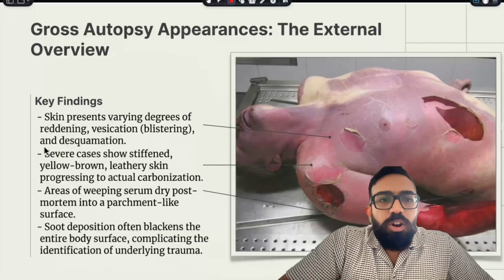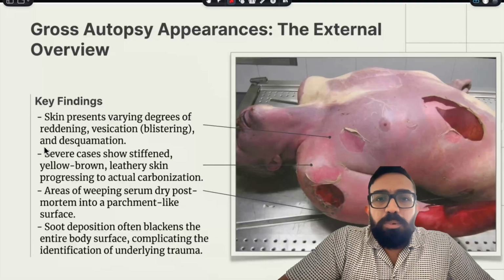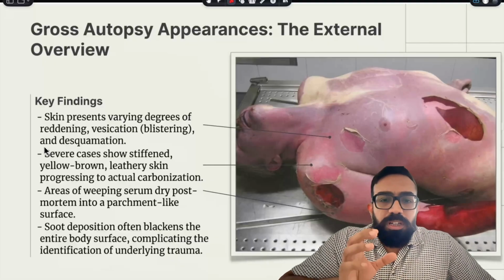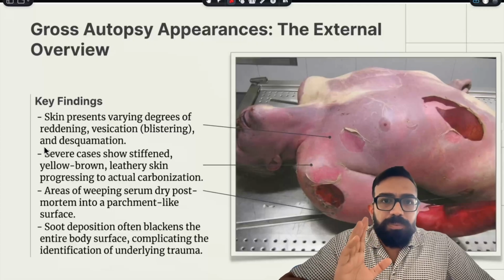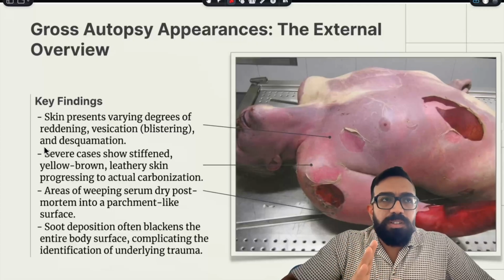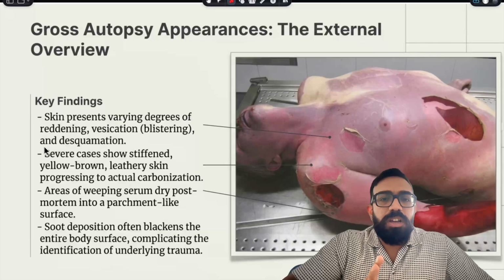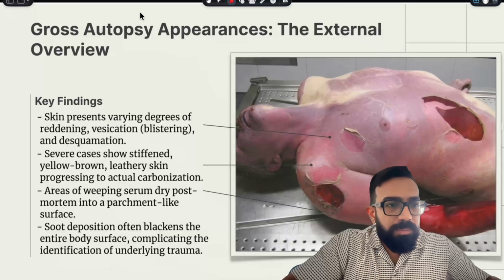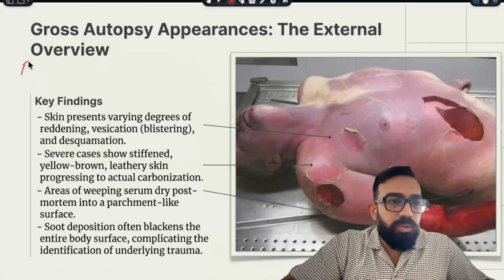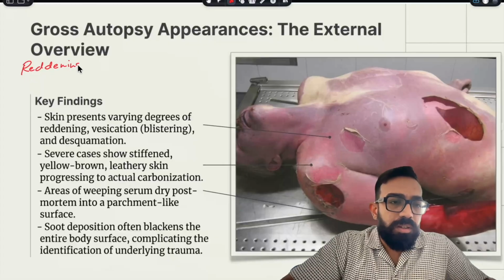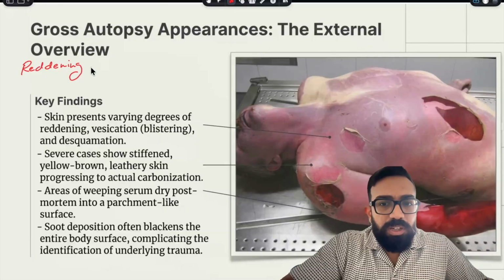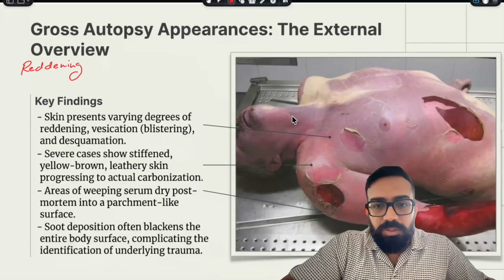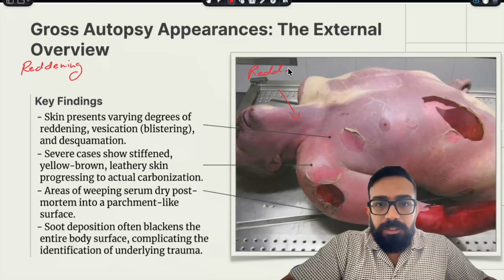Now, what are the autopsy appearances of a body of burns? The autopsy appearance of a body of burns depends on how much is the impact of the burn injury. In mild cases, there can be only reddening. If the burn injury is less, there will only be reddening. This is the reddening which you are seeing over here.